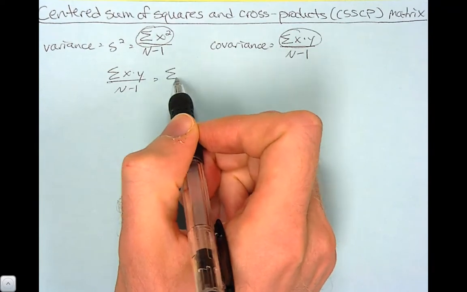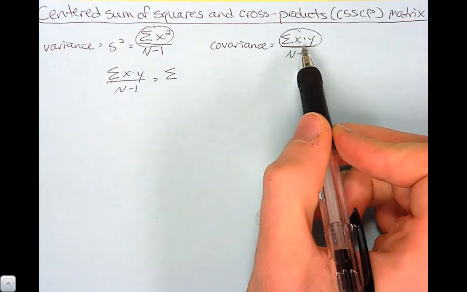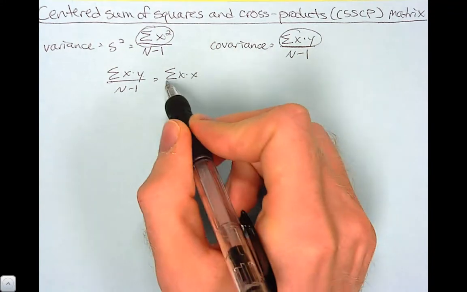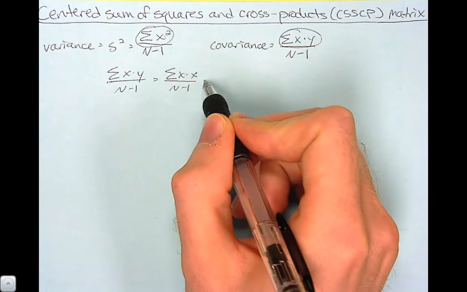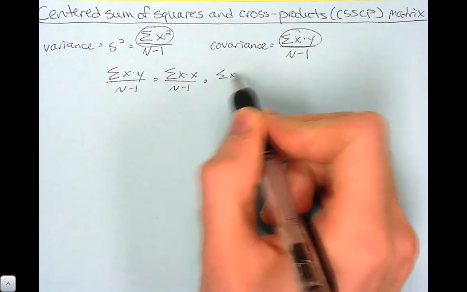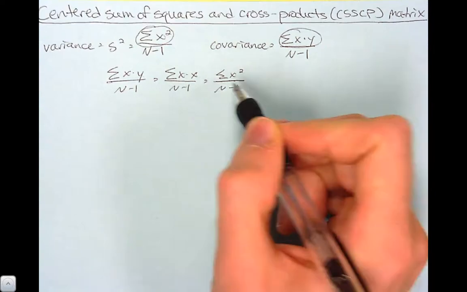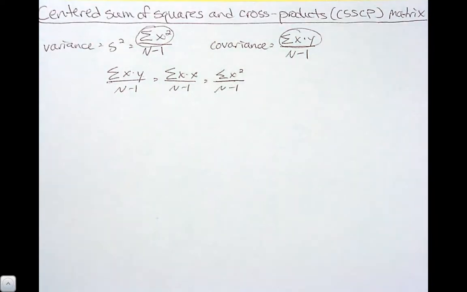If you use the same variable, so instead of y, use x again, so x times x, you'll just get the variance. So you could say that covariance is just a special type of variance, or variance is covariance of the variable with itself.